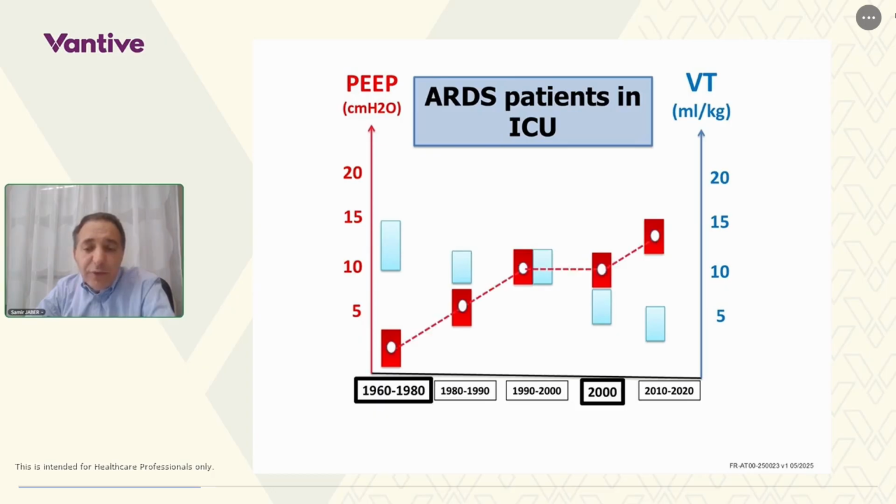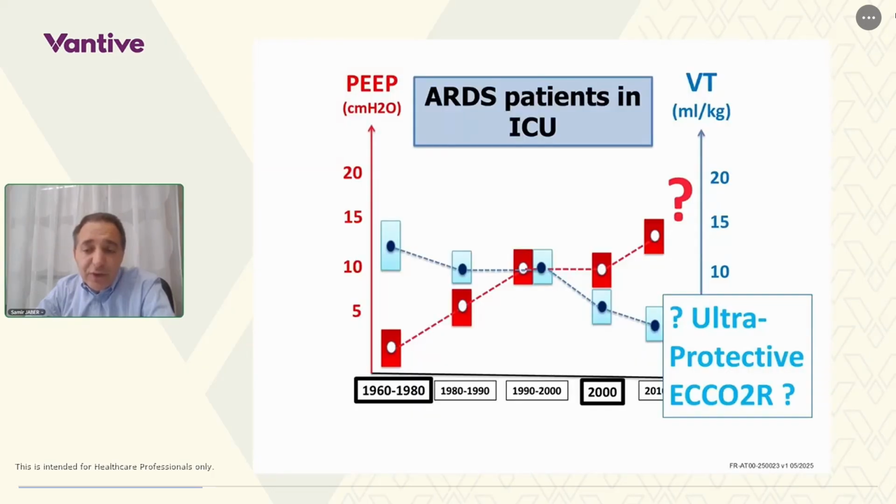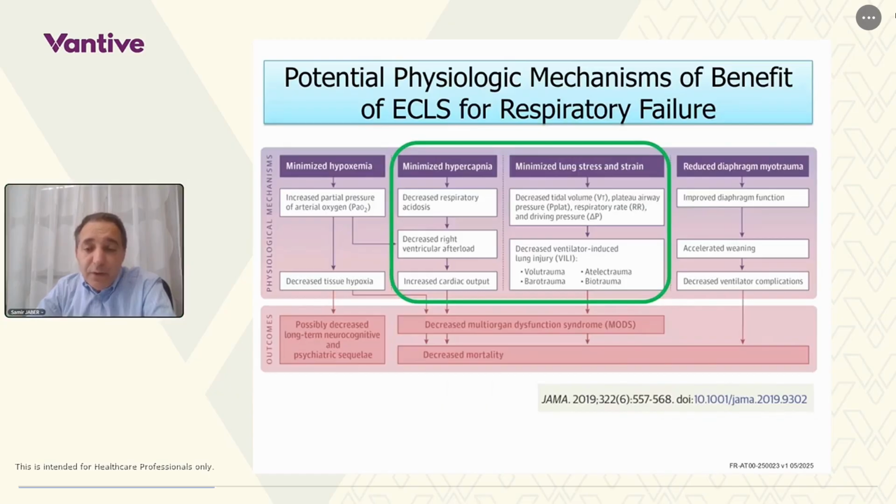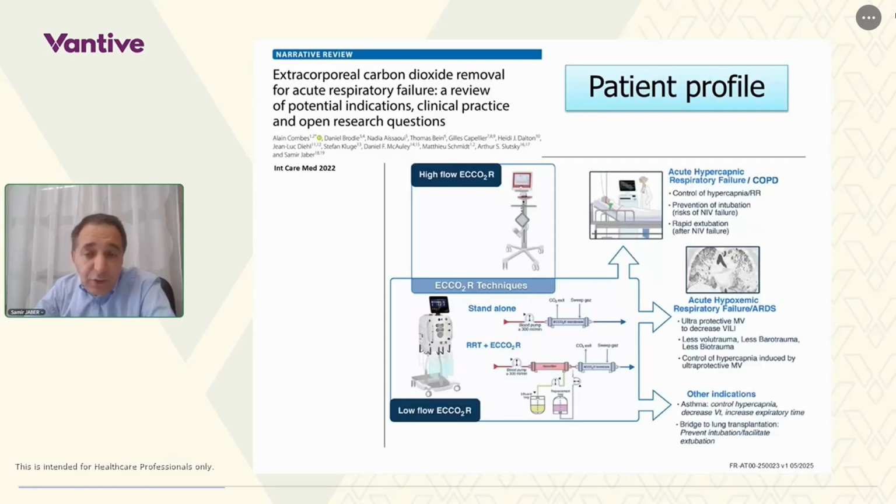So now what could be the future? The question is how we can apply ultra-protective ventilation, by decreasing more and more the tidal volume and decreasing more and more the airway pressure. Then we have to do CO2 removal, and maybe we can use ECCO2R. The slide is from the paper from Alain Combes and Arthur Slutsky in JAMA in 2019. You see that the objective is to minimize the hypercapnia and minimize the lung stress and strain by using ECCO2R, for example.